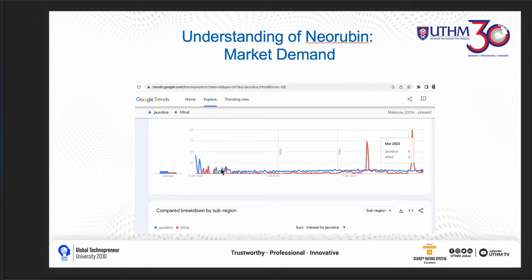So now let's understand the demand for NeuroBeam. As for the demand, I'm using Google Trends to get statistical data on people's search trends. So I compare HFMD, hand, foot and mouth disease, with jaundice. Jaundice is the disease that can be detected using this NeuroBeam jaundice meter. So in this research trend, starting from 2004, in general, the red line, which represents HFMD, can be seen to be lower than jaundice search. Only there are two spikes here. I think it is around 2018 and 2021. So this trend indicates the demand for jaundice search is higher than HFMD.